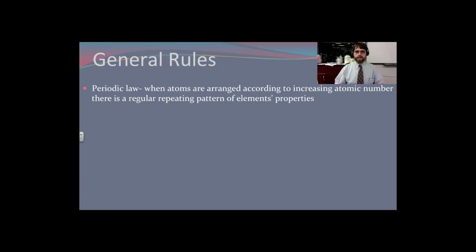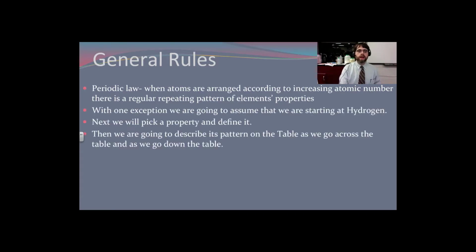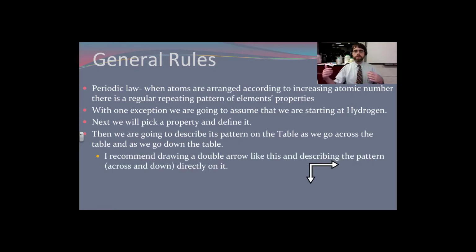The next stuff here on this slide, don't jot down, but basically, with one exception, we'll assume that we're starting at hydrogen. We'll define a property, and then I'm going to describe the periodic table as we go across and as we go down the periodic table. I have it typed up. I recommend you do something like drawing it out on a double arrow, and feel free to abbreviate however you like.